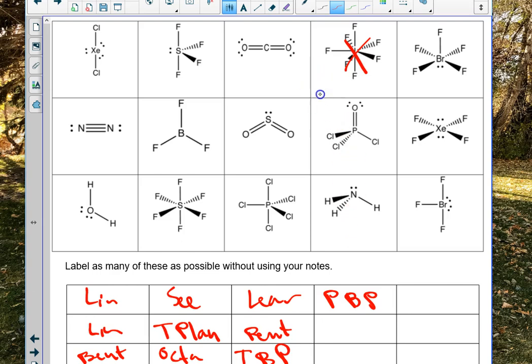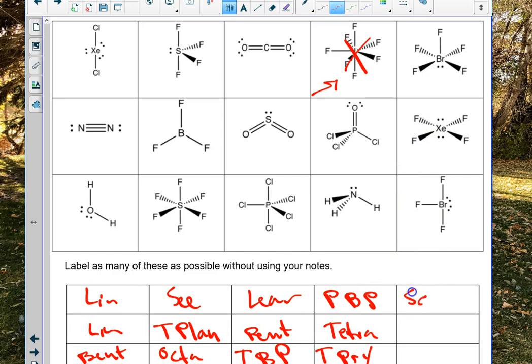The reason we don't do this is because this very much expands the d shell, which is still in debate if that's actually how it works, even here in 2018. So, whatever. What do we call this? Tetra. What do we call this? Trigonal pyramidal.